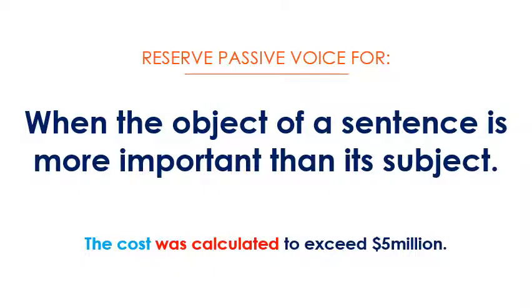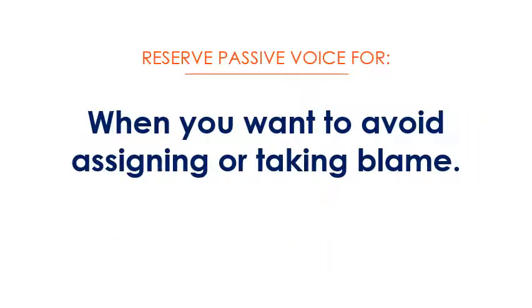Incidentally, this is one of the main reasons why a lot of scientific literature is oftentimes written in passive voice, because the identity of the researcher is either implied by the authorship of the article, or it's far less important than the outcome of the experiment or the research. Passive voice is also useful and permissible in instances when you want to avoid assigning or taking blame.